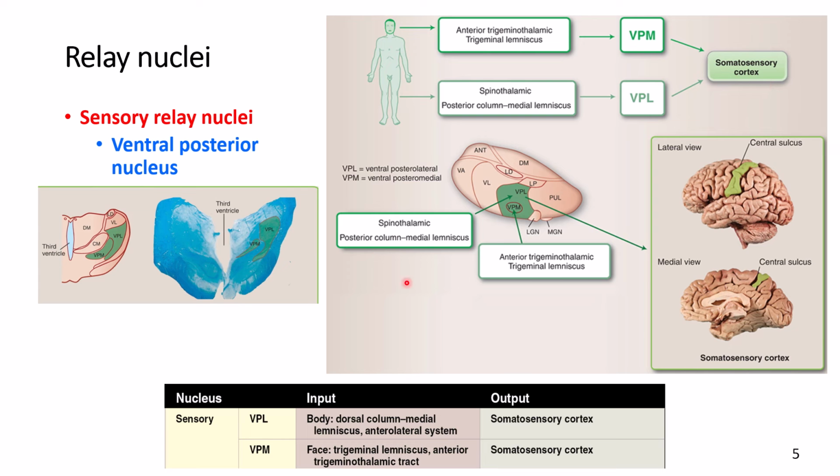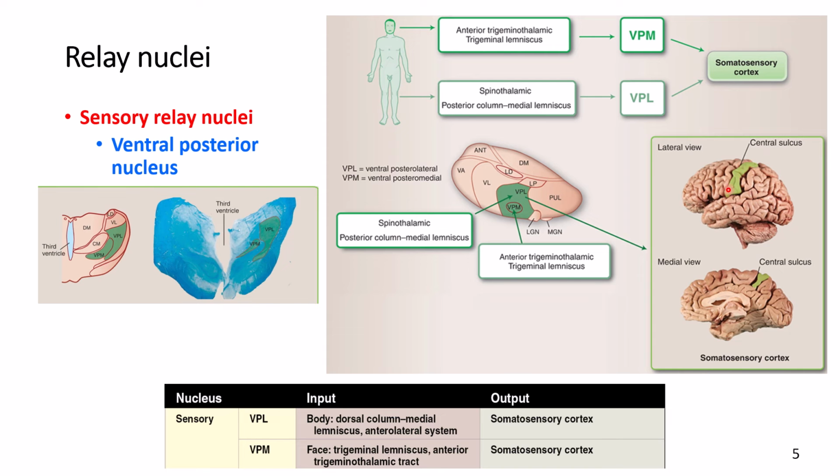So this image is explaining the same thing. You have the peripheral information, spinothalamic and posterior column medial lemniscus information from most of the body, that goes to VPL, and information from the face goes to the VPM through the anterior trigeminal thalamic and trigeminal lemniscus. It goes to the thalamus, is processed there, and important information is then sent to the cortex of the brain.